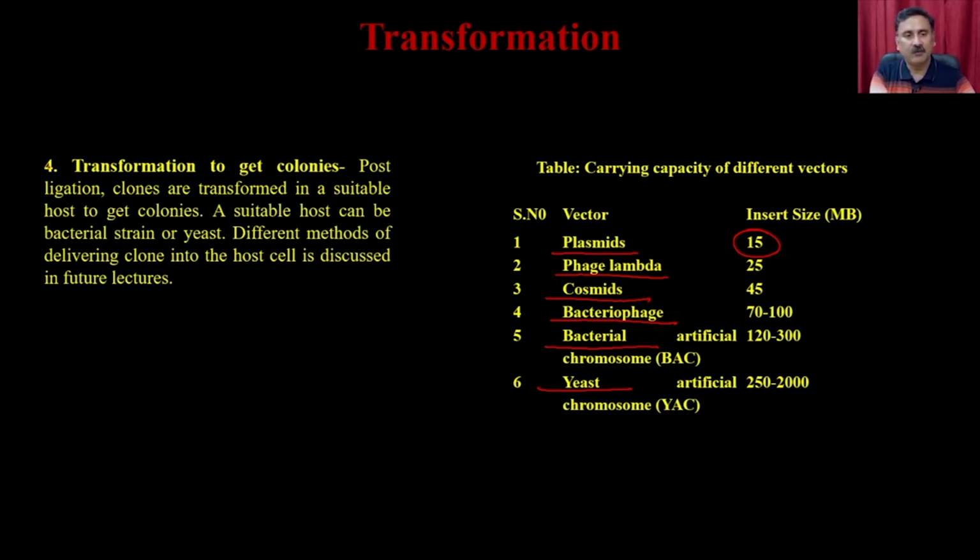Then in step 4, you are going to do the transformation to get the colonies. Post ligation, the clones are transformed into a suitable host to get the colonies. A suitable host can be a bacterial strain or yeast. Different methods of delivering a clone into the host will be discussed in a future lecture. When we discuss overexpression, we will discuss transformation and how different methods can be used to deliver the DNA into different host cells like bacterial cells, yeast cells, mammalian cells, and so on.